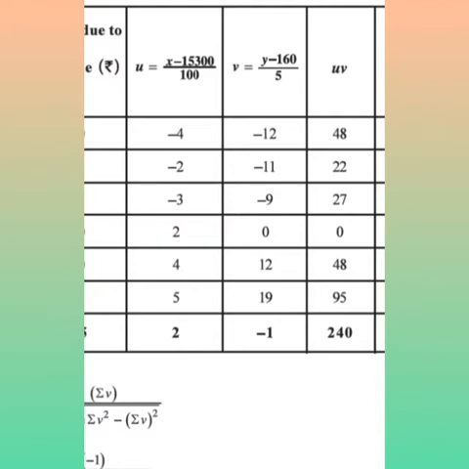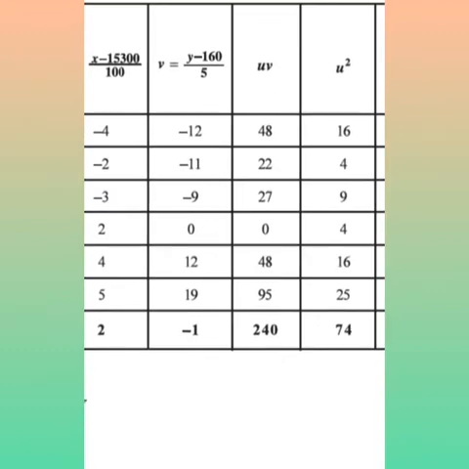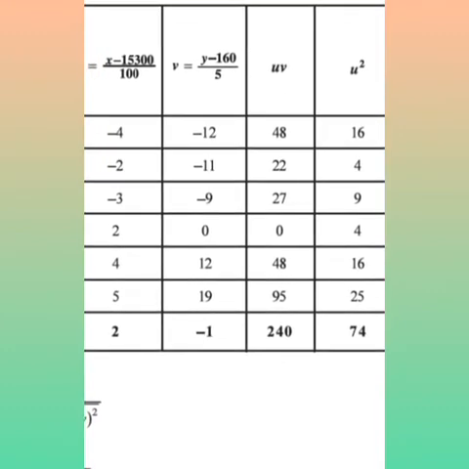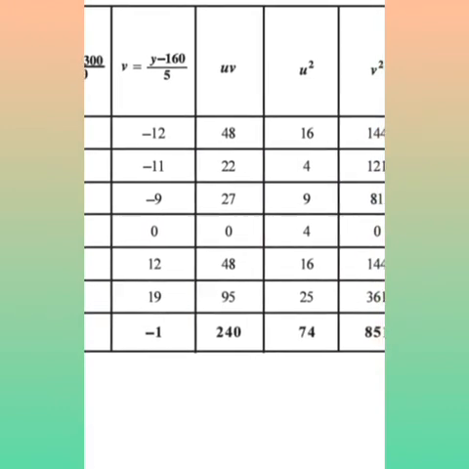After the uv column, obviously the u square and the v square. Okay, u is minus 4, the square of minus 4 is 16. See the first column and the last column. The square of minus 2 is 4, the square of minus 3 is 9, the square of 2 is 4, again the square of 4 is 16, and the square of 5 is 25. The column of u square is coming up to 74.